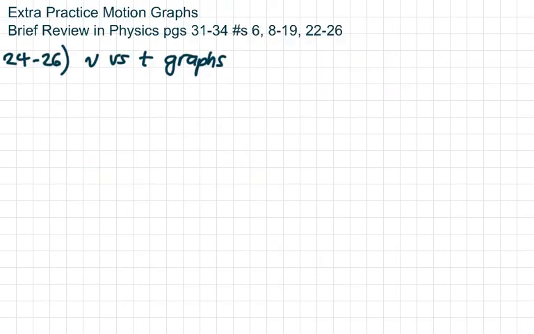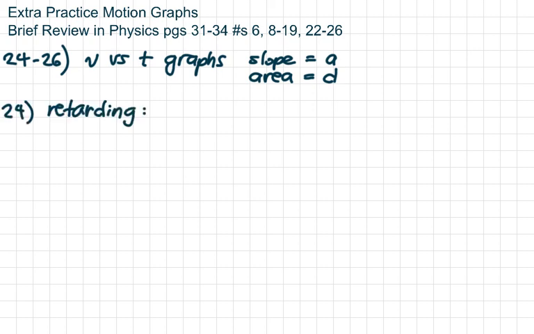So the last three here, we have 24 to 26. These are all v versus t graphs. We know that the slope of the v versus t graph is the acceleration, and the area under a v versus t graph is the distance or displacement. All right, 24, retarding force. You really just have to know what retarding means. Once you figure that out, you could probably answer the question.